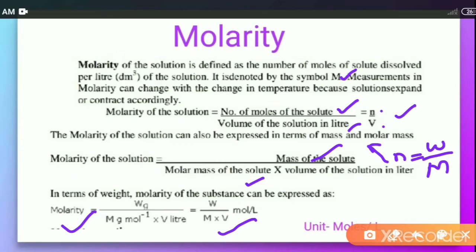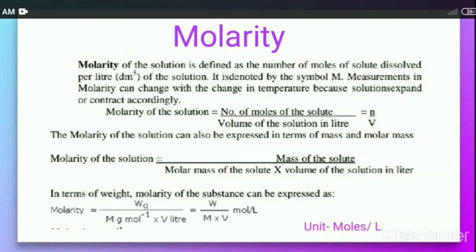This gives rise to the concentration called molarity, which is also represented by capital M. Let us check the unit. Because we are dividing the number of moles by volume, the unit for number of moles is moles, and the volume we represent in liters. So the unit for molarity is moles per liter.